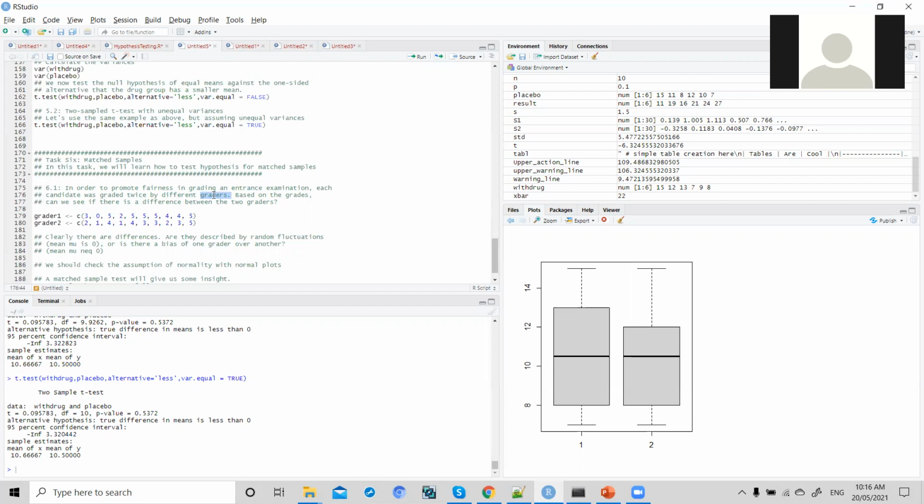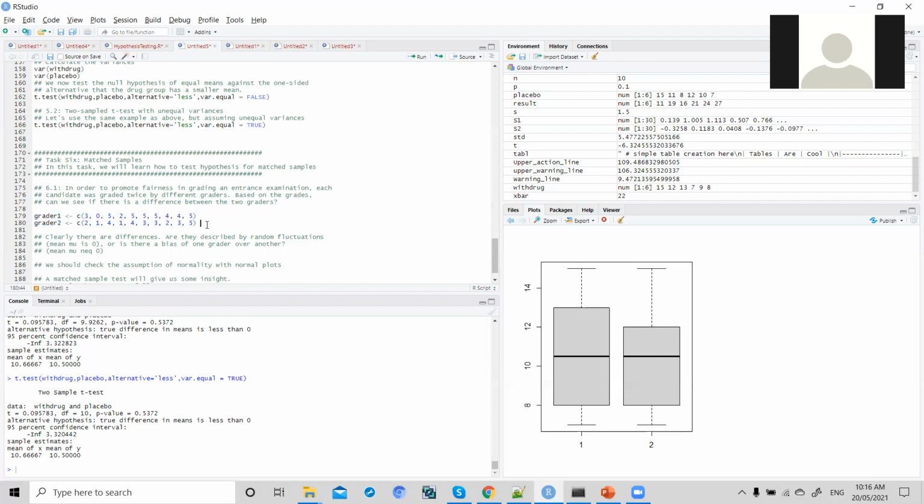So the candidate was graded twice by two different teachers. Based on the grading, can you see if there's a difference between the two grades? Here we can see the candidate is the same, but the grader is different, right? So we can see the dependency of the candidate, because his result is the same, but the grader is doing grading on the same paper. So we can see that one is dependent on the other.